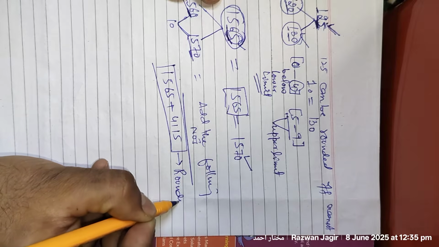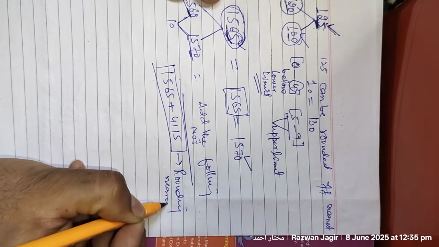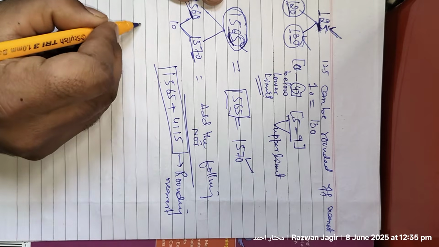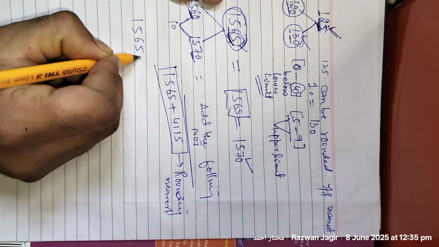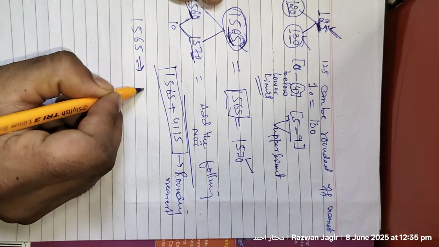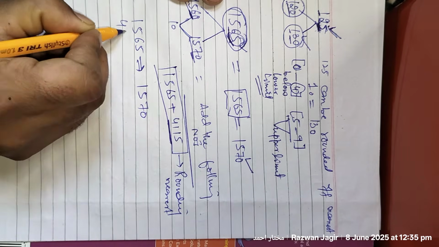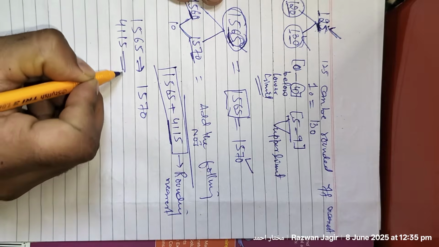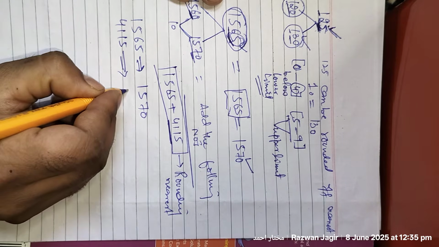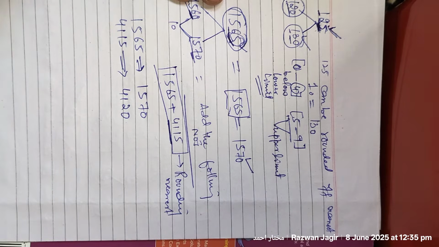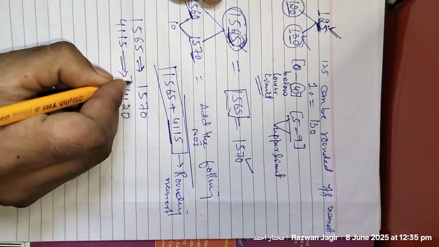We have to round both of these numbers to the nearest 10. So I am first doing the rounding. 1565 can be rounded to the nearest 10, the answer will be 1570. In the same way, if we have to round 4115 to the nearest 10, the answer will be 4120. Now I have to add these two numbers.